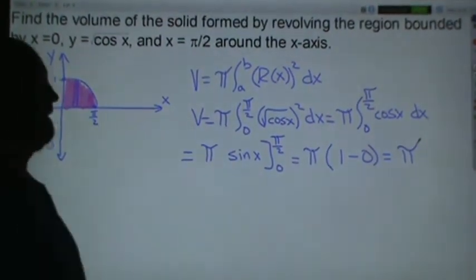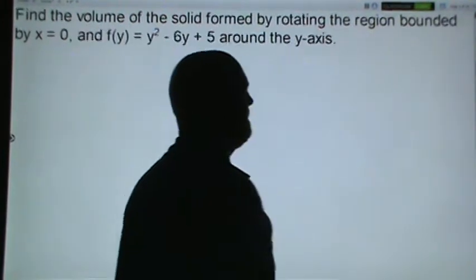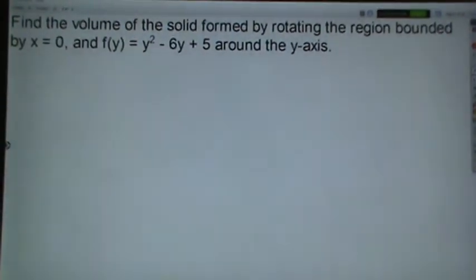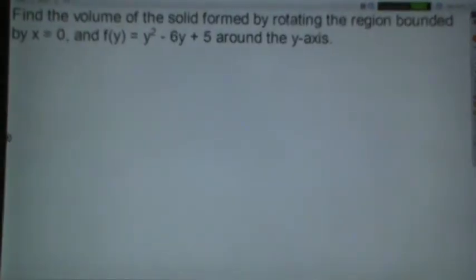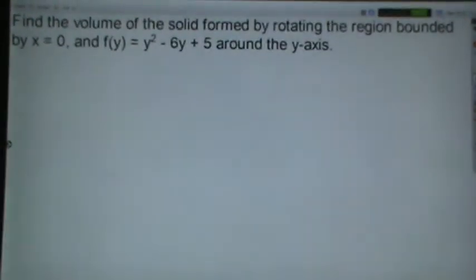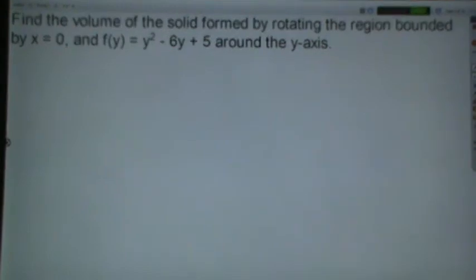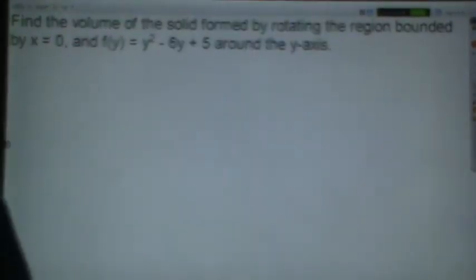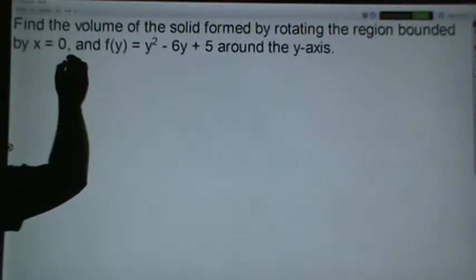Let's try one more. Find the volume of the solid formed by rotating the region bounded by x equals 0 and f of y equals y squared minus 6y plus 5 around the y-axis. So this one's different because we have a change of variables.